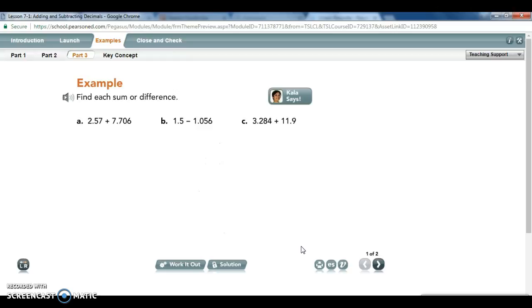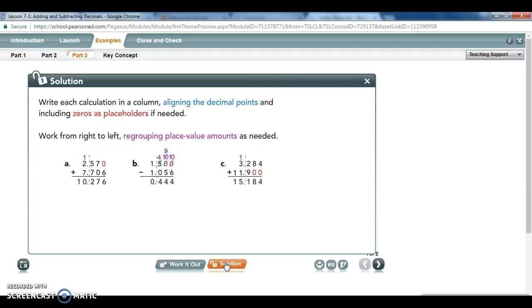Okay, so we already learned how to add decimals and to subtract decimals. So what this example is doing is just giving us some more practice. So if you would like to pause the video, go ahead, and then you'll submit your answers. Here are the correct answers for those 3 problems.